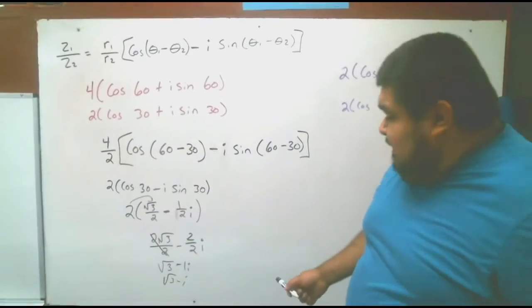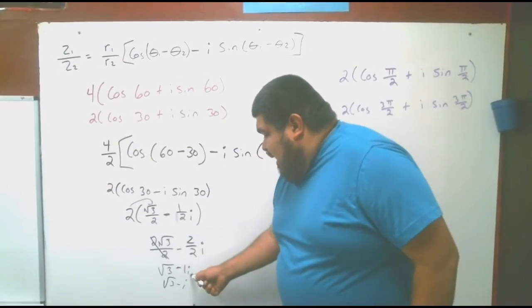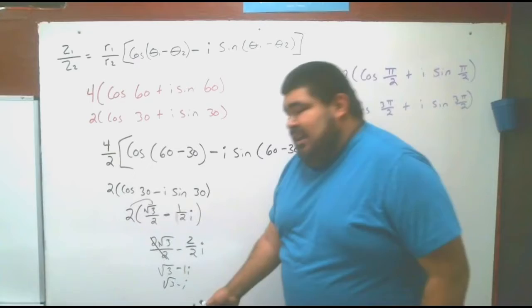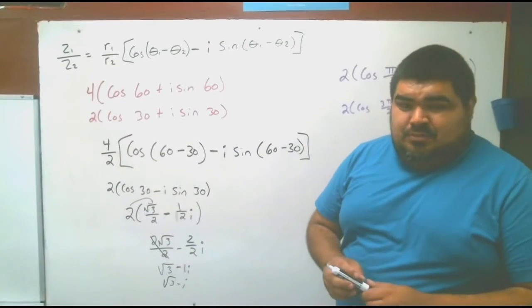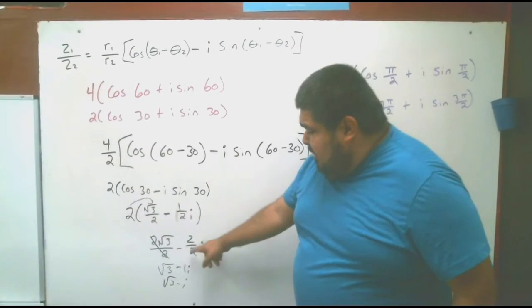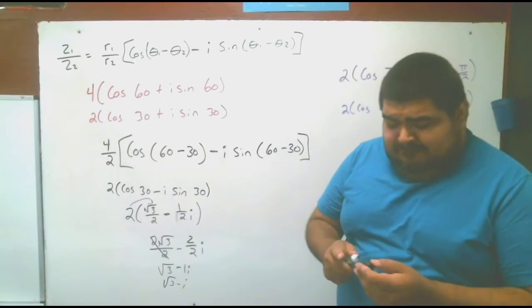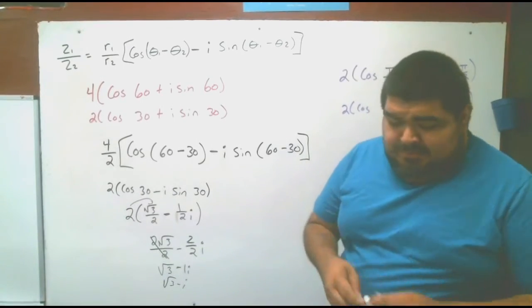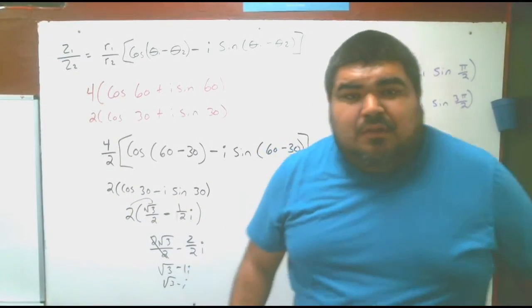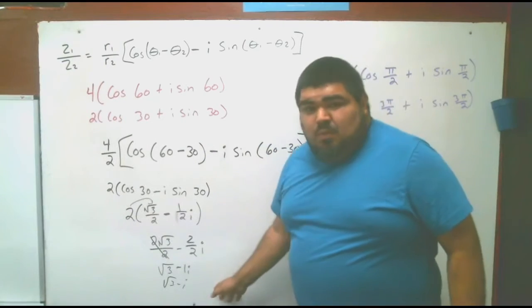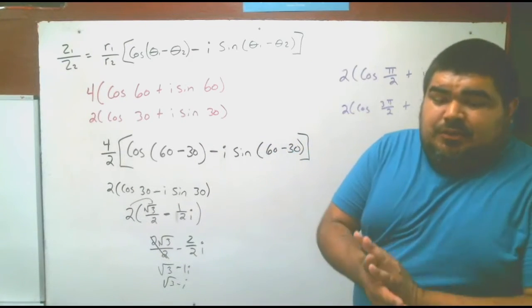You can say it as radical of 3 minus 1I, or radical of 3 minus I. It's up to you. Because remember, 2 can go to 2 one time. Okay? So that's one problem. Alright, let's do the other one.